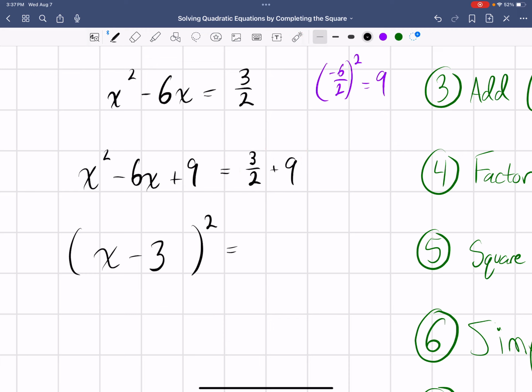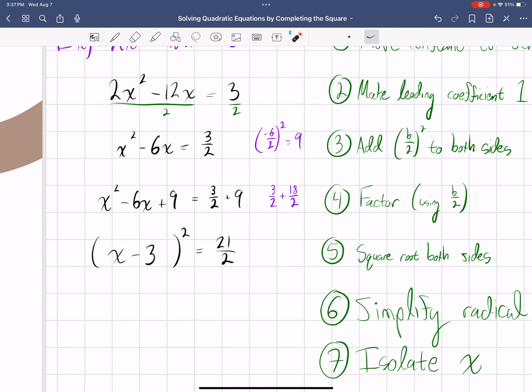Now let's take this right side and combine these two terms, right? We're going to need to add fractions, so let's do that over on the side. That's 3/2 plus, well, to get a common denominator, we need to do 18/2. That's the same as 9, so that gives us 21/2. So while we factor over here on the left, we'll combine like terms over here on the right.